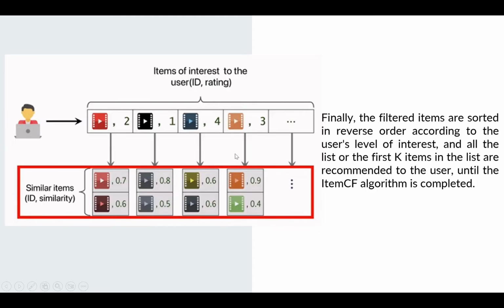So look at this picture. For each user, these are the movies he has rated before, and we search out the movie similar to the movies he has watched, and we calculate the user's interest level of these new movies. And finally, we sort these new movies and select the top K movies for recommendation.